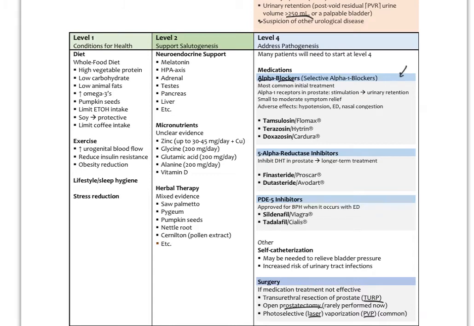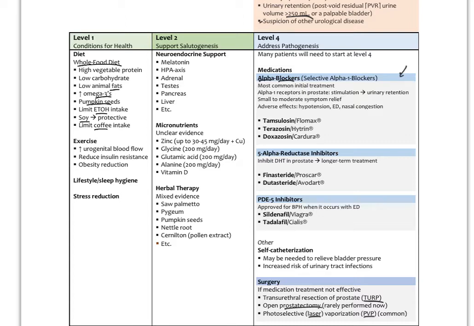I have a lot of patients with more mild symptoms where we're not so worried about the urinary retention. They're still able to urinate enough to void properly, where we can focus really on reducing some of those risk factors for BPH. So focusing more on a whole food, healthy diet, so high vegetable protein, low carbohydrate, low animal saturated fats, increase omega-3s. Pumpkin seeds are very high in zinc, together with the beneficial fatty acids. Limiting alcohol intake. Soy has a protective effect on prostate BPH, and then limiting coffee intake.